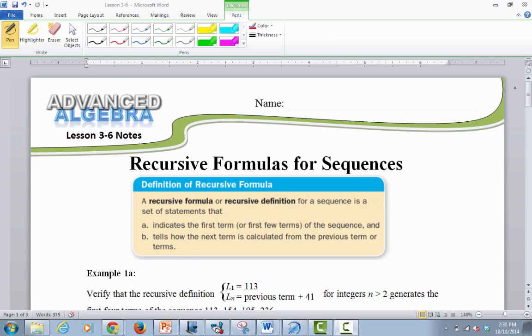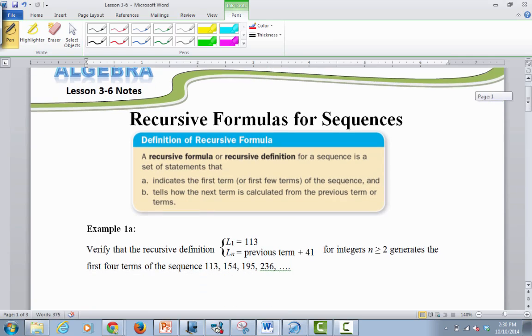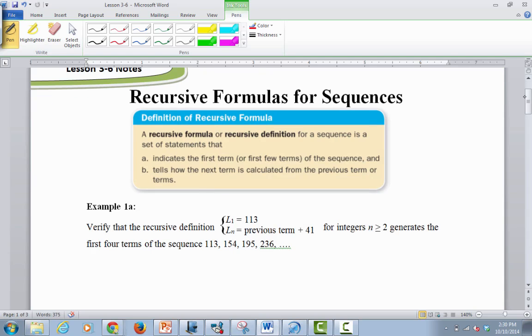So let's look at an example here so that you guys can see exactly what I'm talking about. Here in this particular definition, we are given the term L1 of 113. That's the very first term we're starting with. And then notice it says L sub n equals the previous term plus 41 for any integer starting at 2 and above. Okay? So generate the first 4 terms of the sequence is this.